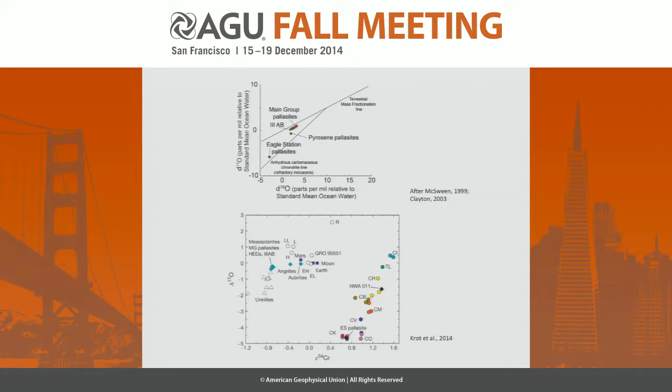So main group pallasites isotopically, here we see oxygen isotope schematics, and they fall near the terrestrial mass fractionation line. Eagle Station pallasites, though, here in oxygen, and here we have oxygen and chromium isotopes, we see a very distinct difference from main group pallasites. Here we see Eagle Station, and here is the main group. On the basis of these different isotopic compositions, it's suggested that Eagle Station originates from a different parent body than the main group pallasites.